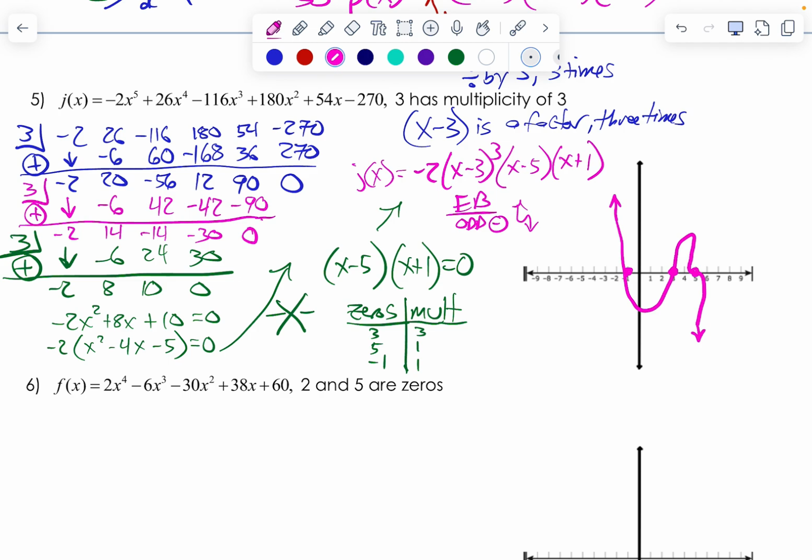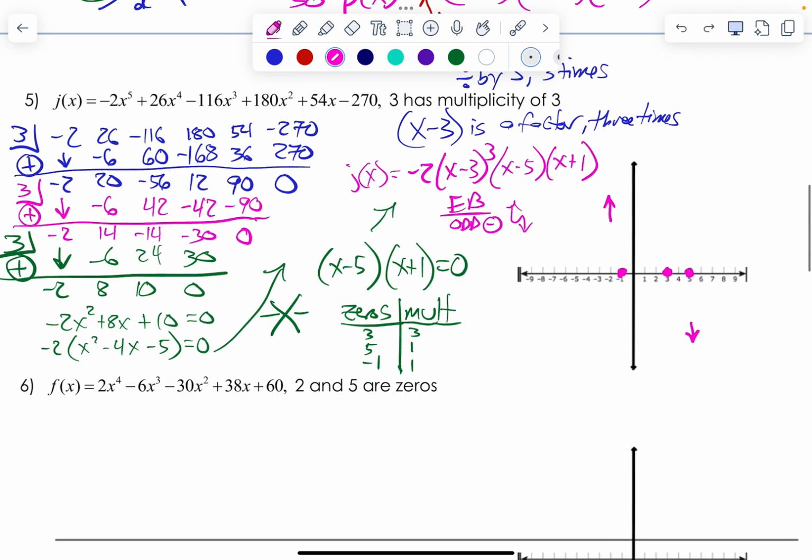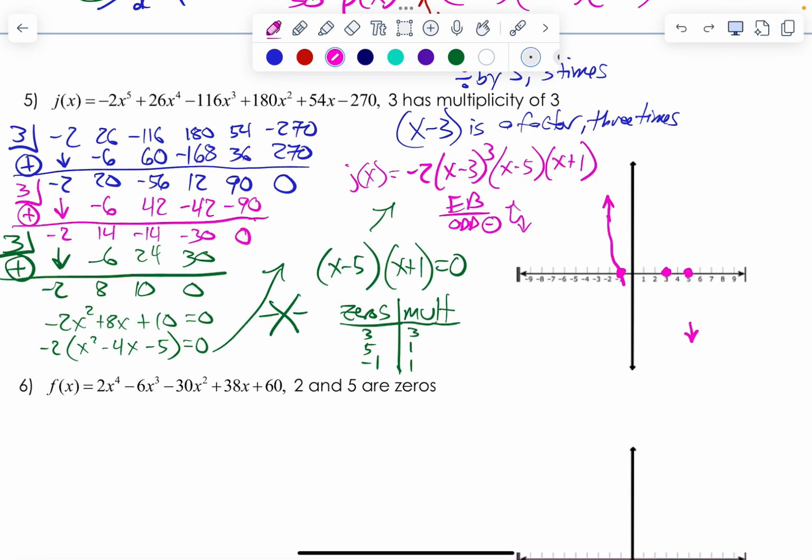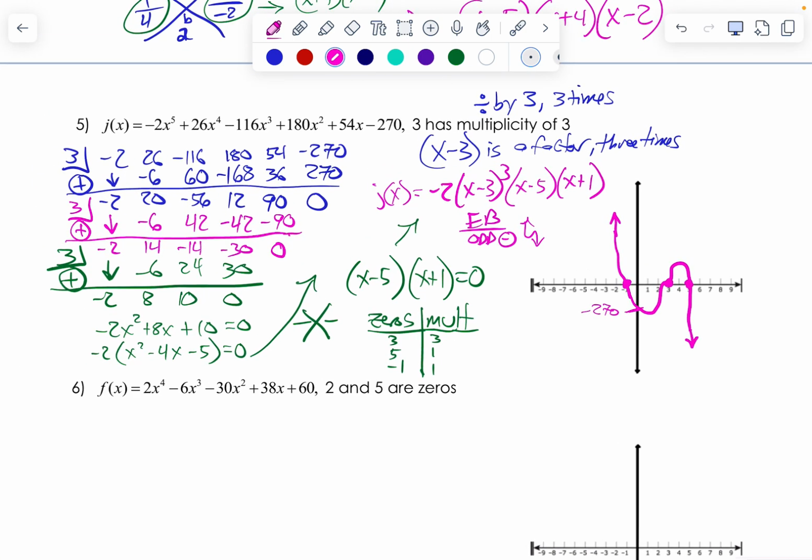3. I wrote the 3. Curve on the wrong thing. Thank you. That's why it was ugly. That's much better. Good job. Y-intercept for this one? -270. It's like way down there. So clearly we're not going to graph that out perfectly.